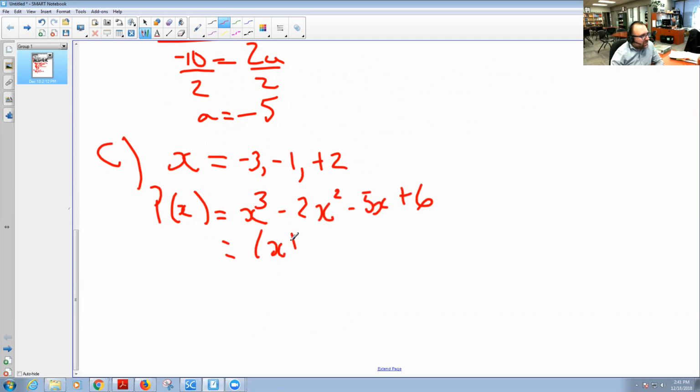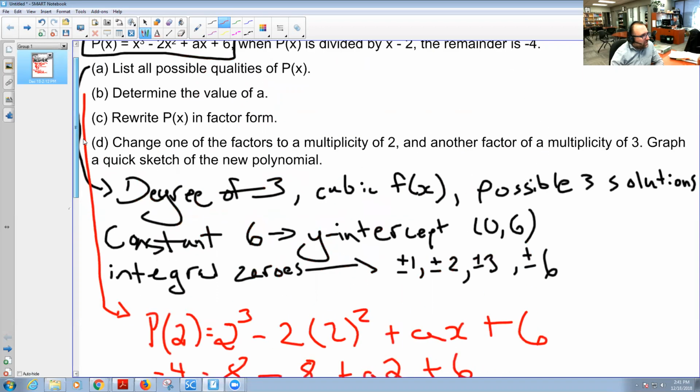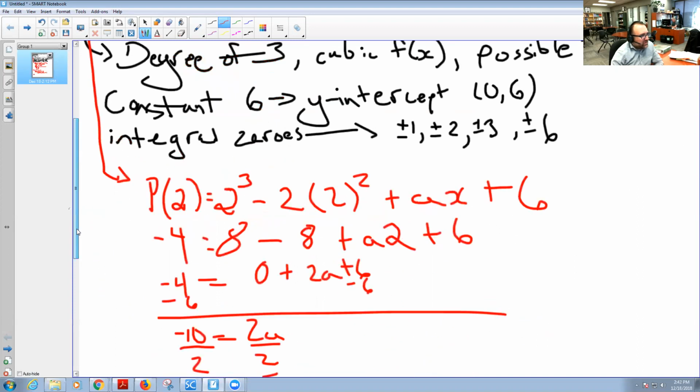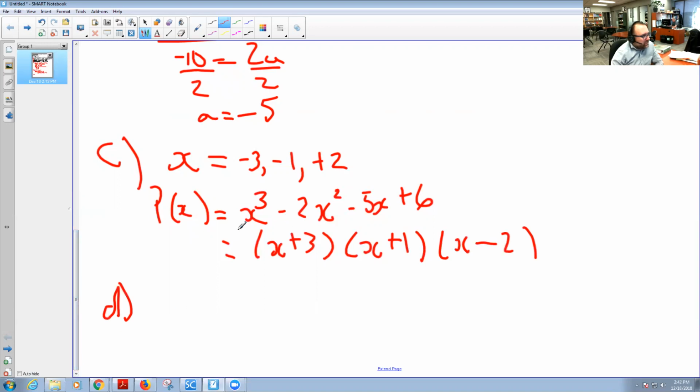x plus 3, x plus 1, and then x minus 2. Those are your factors that are going to happen here. Now the next business in the question that pops up in the end: we want to rewrite in factored form. We did that already. Change one of the factors to a multiplicity of 2, another factor to a multiplicity of 3. You could get many answers for this one.